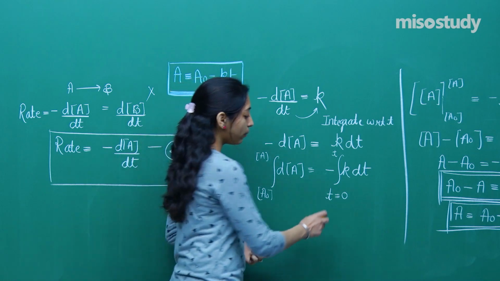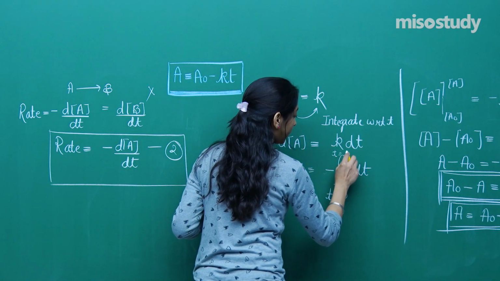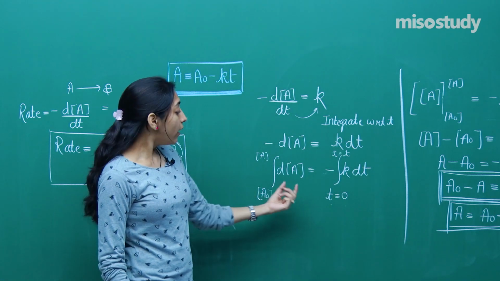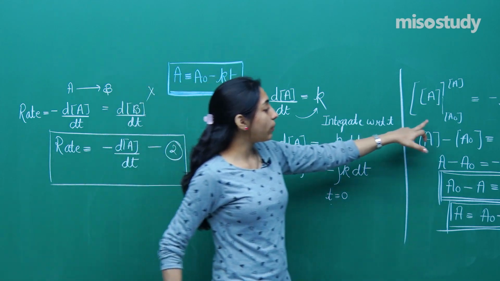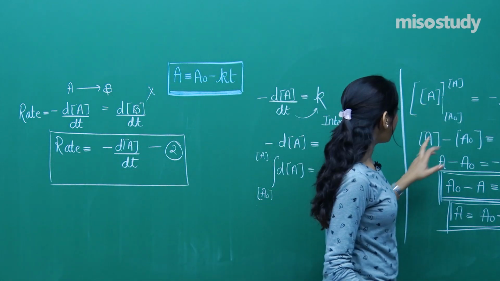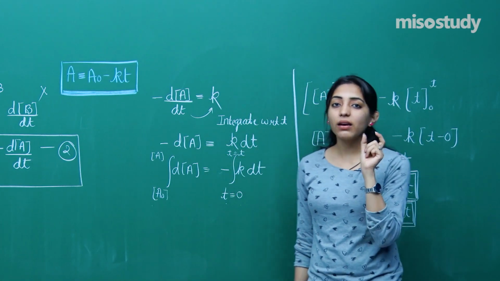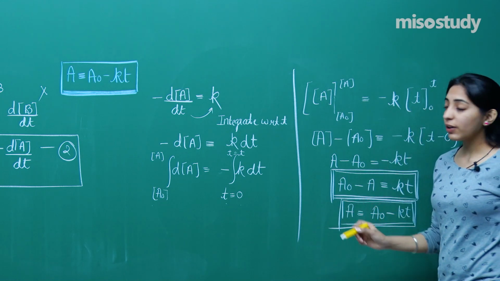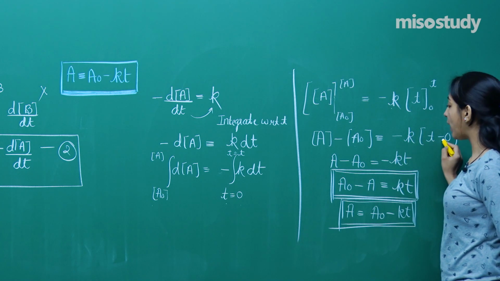And you can see when time T is equal to 0, concentration is A naught. When time T is equal to T, concentration will be capital A only, right? So dA integral will be A only, put the limits which will be A naught to A, and the minus will remain as such. K will come out because it's a constant. Integral of dt will be T, put the limits 0 to T. Try to substitute everything, you will get A minus A naught is equal to minus K, T minus 0.